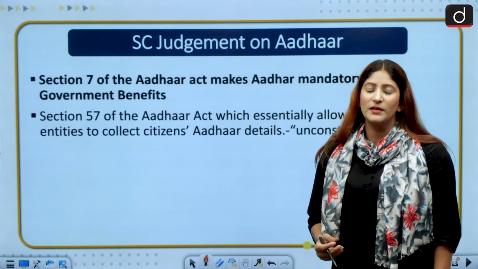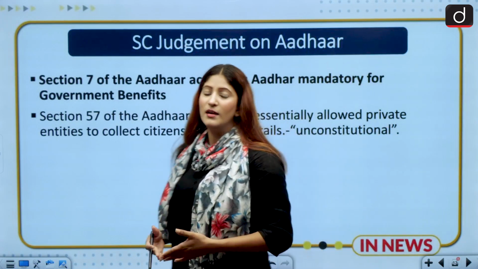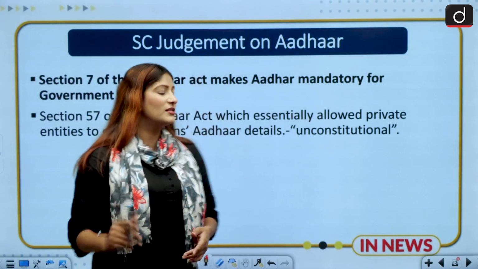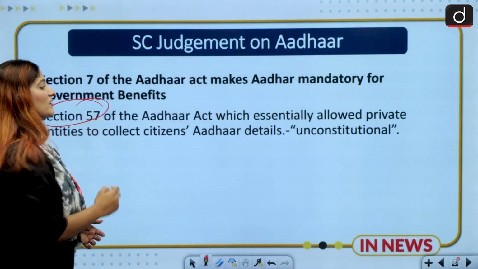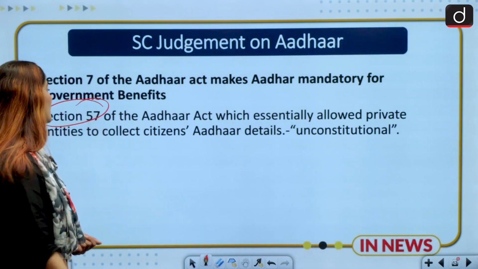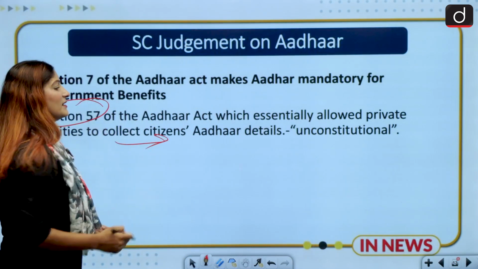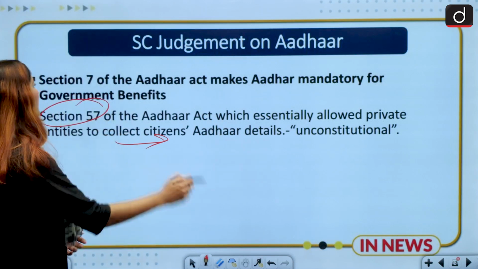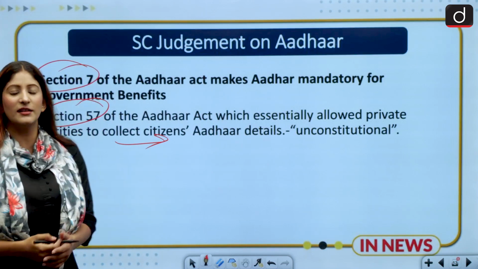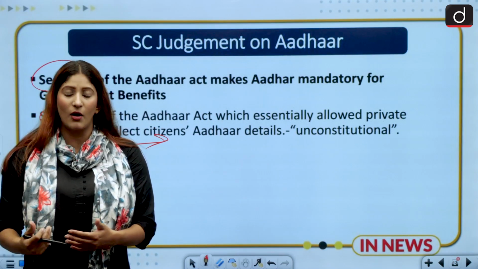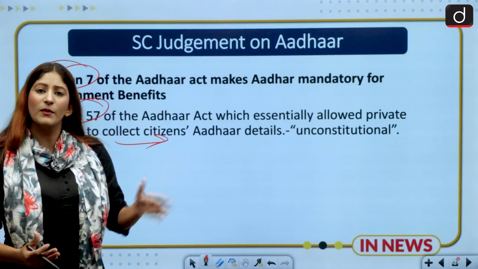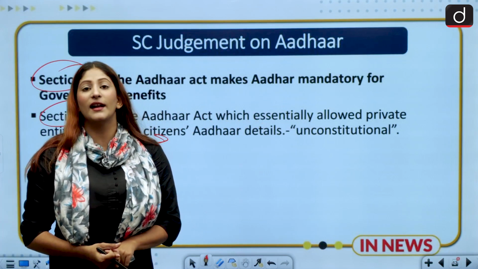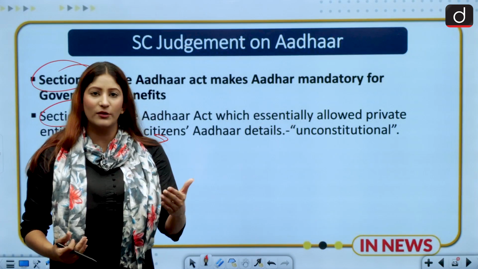What about the SC judgment? The SC, in a 4:1 judgment, upheld the constitutional validity of Aadhaar, but they struck down section 57, which was essentially allowing private entities to collect citizens' Aadhaar details, as unconstitutional. But it upheld section 7 of the Aadhaar Act, which made Aadhaar mandatory for welfare benefits. It was actually, you can say, in relation to Article 21, the right to privacy, basically, which comes under the right to life and liberty.